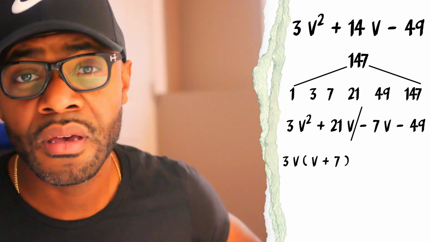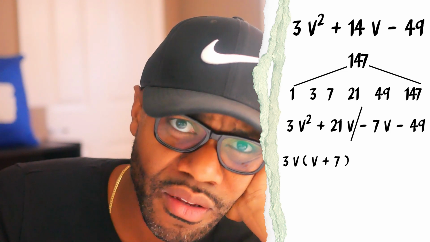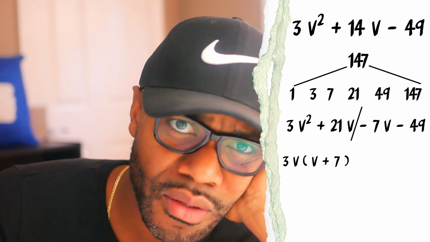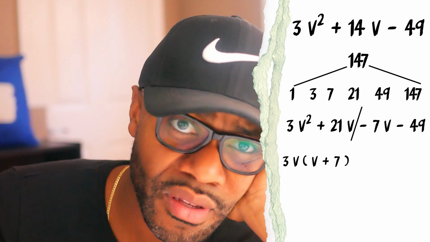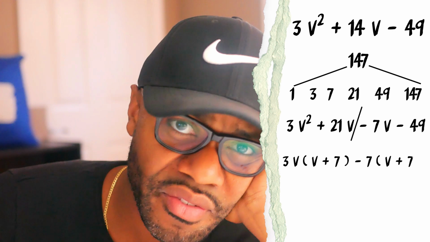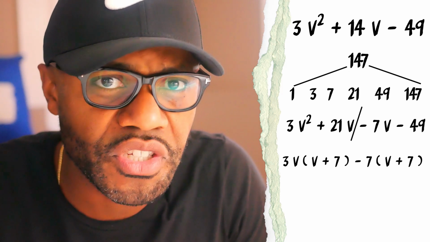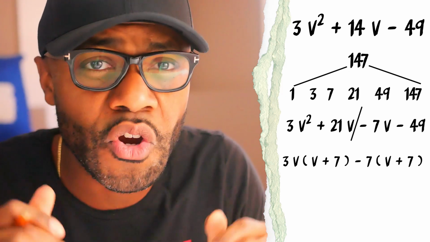That's our left-hand side. On our right-hand side, we're going to pull out the greatest common factor, once again, from 7v and 49, which in this case is going to be 7. So we're going to pull out -7. We'll have -7 parentheses v plus 7. Again, the terms have to match, as you recall from the grouping video.